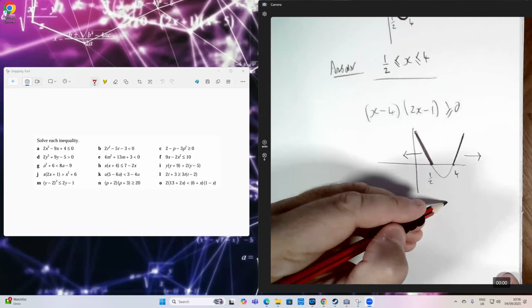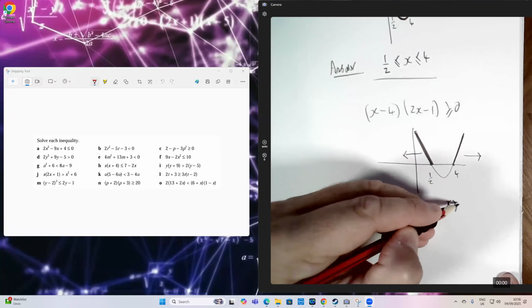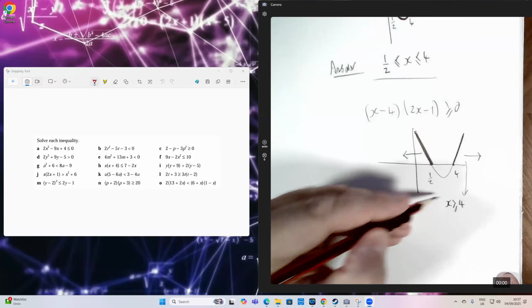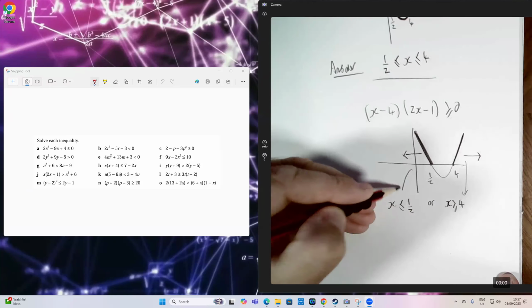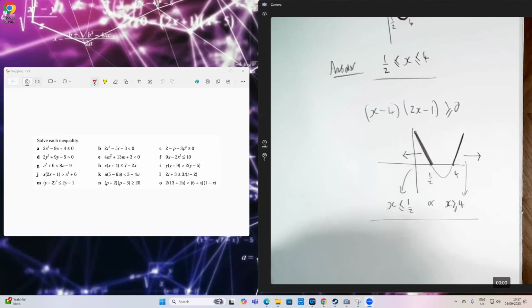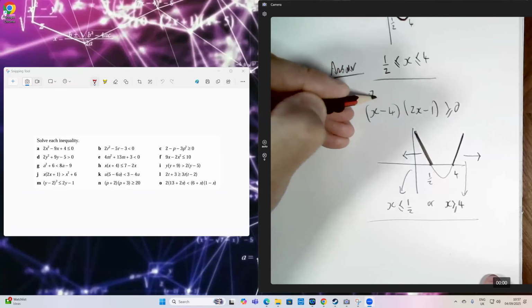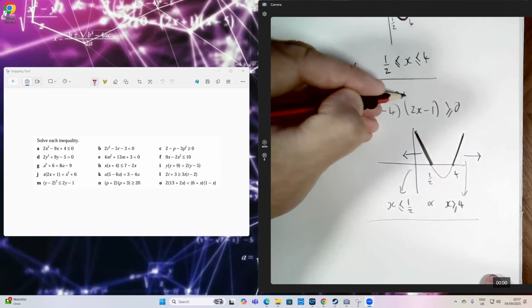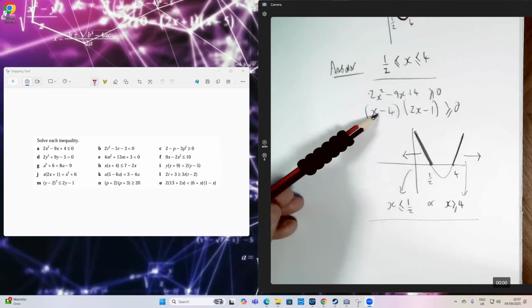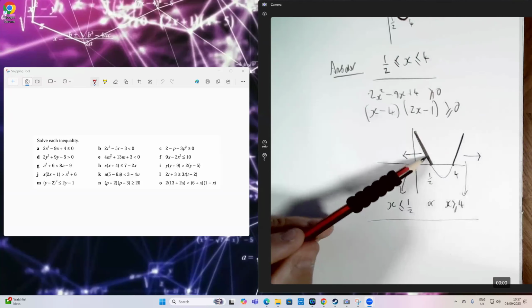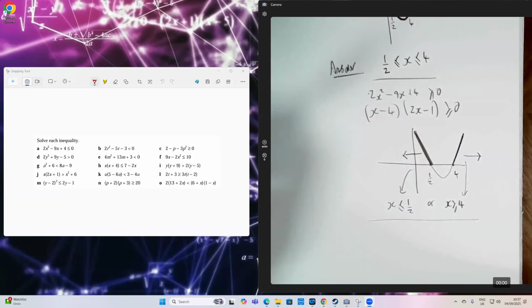Now, these two regions are x is greater than or equal to 4, that's that region, or x is less than or equal to a half, which is that region. So if this original question, instead of saying 2x squared minus 9x plus 4 is less than or equal to 0, had said solve 2x squared minus 9x plus 4 is greater than or equal to 0, we would have factorized it in the same way. We would have drawn our graph, but this time looked for the regions above the x-axis, and we would have ended up with two separate regions.